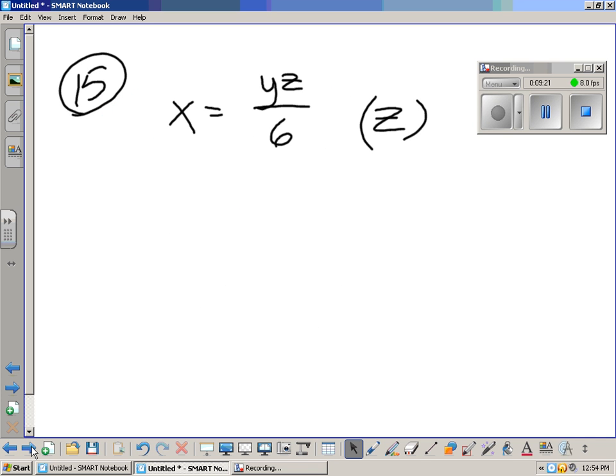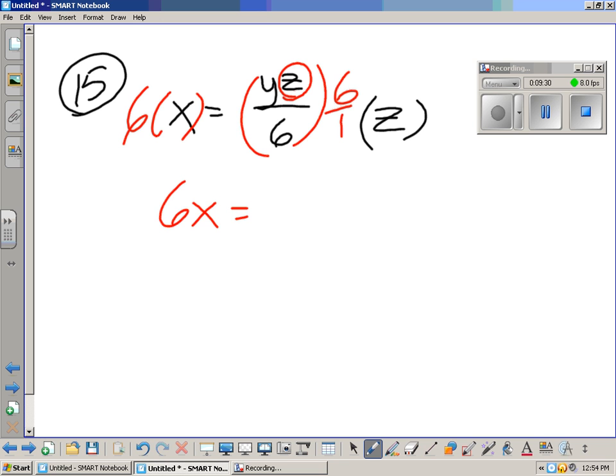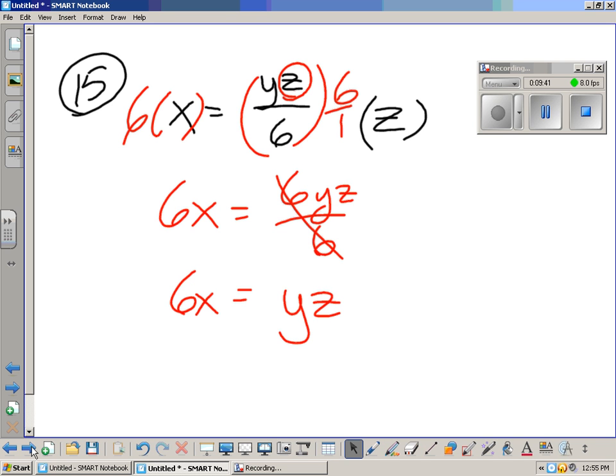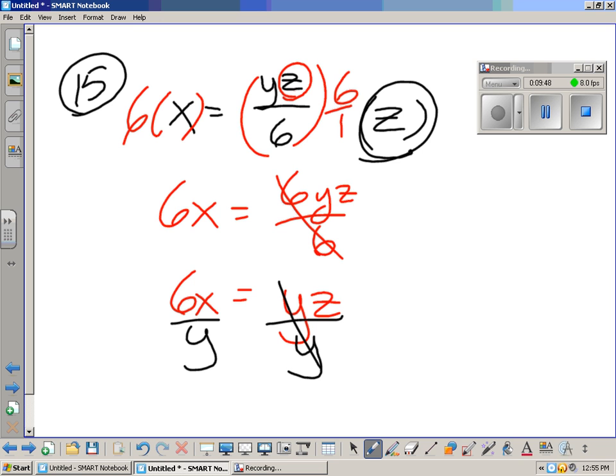Number 15, we have a fraction again, and we're trying to get the z alone. So what we're going to start by doing is multiplying by 6. So I get 6x equals, and the 6's will give us 1. 6 divided by 6 equals 1, so I'm left with yz. And then the final step to get z alone is to divide by y. I get 1z on the right side, and on the left side I get 6x divided by y.